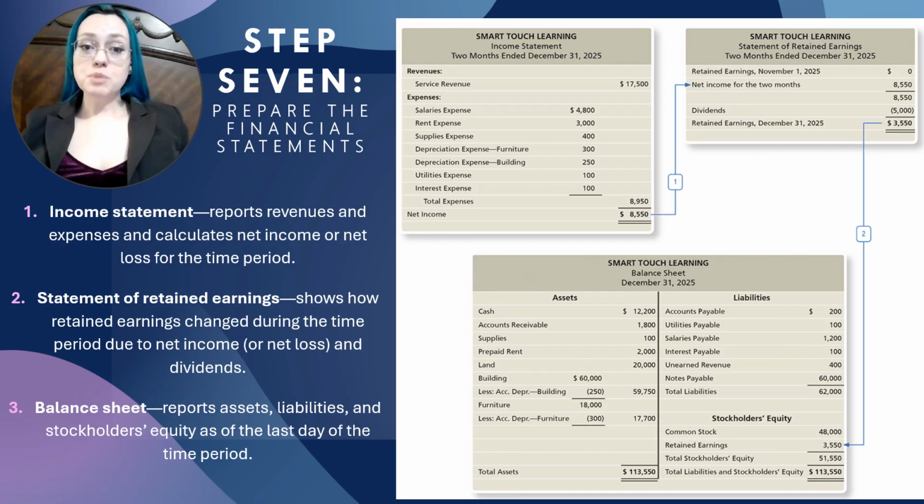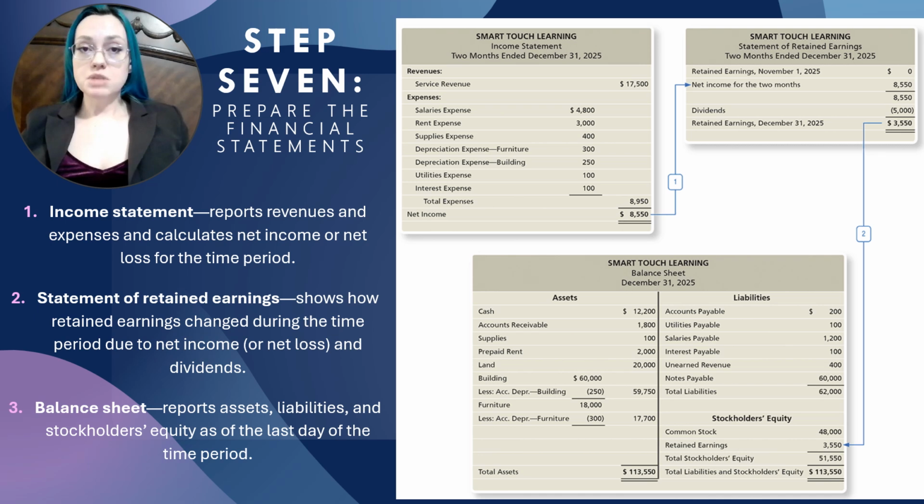Step 7, preparing the financial statements. Financial statements should be prepared in this order. Number 1, income statement. It reports the revenues and expenses and calculates net income or net loss for the time period. This is done by taking revenues and subtracting the expenses.